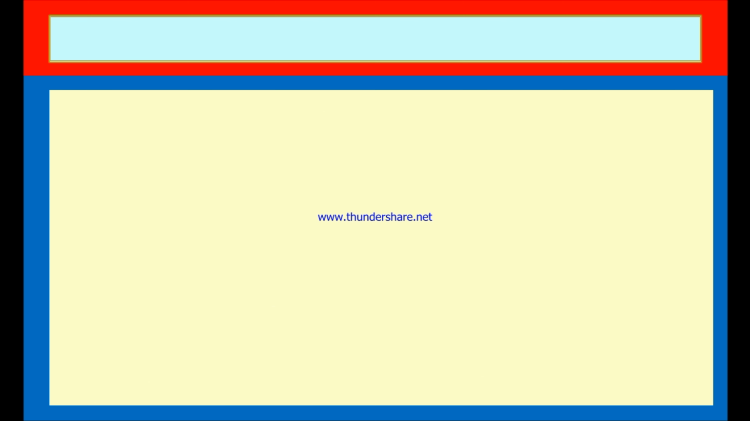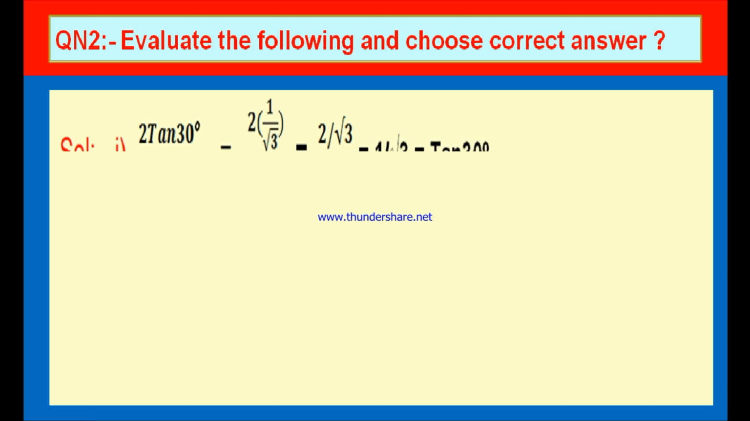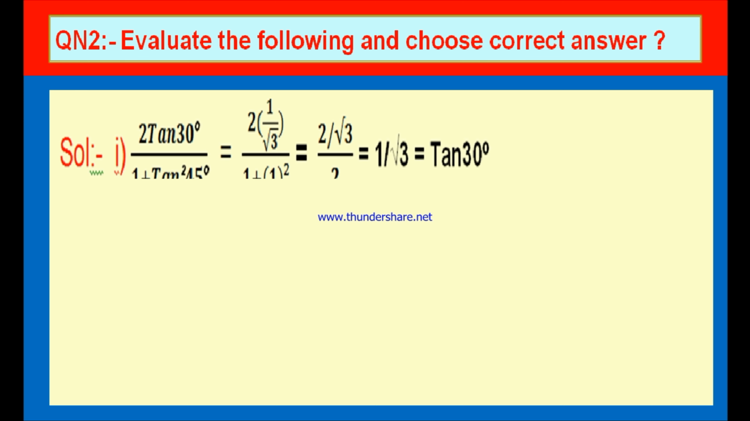Now let us see question number 2. Here is question number 2. Evaluate the following and choose the correct answer. Here there may be 3 to 4 bits, and in these bits we have to find these values again. Look at the first bit. The first bit is find the value of 2 tan 30 degrees by 1 plus tan square 30 degrees. I shall repeat. 2 tan 30 degrees by 1 plus tan square 45 degrees.